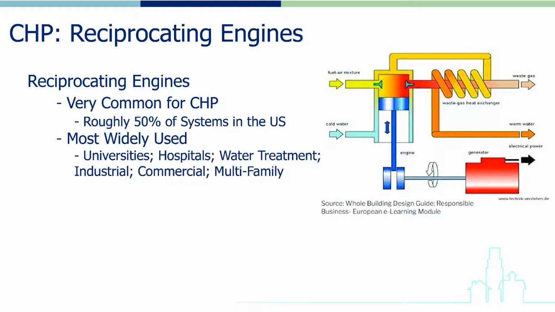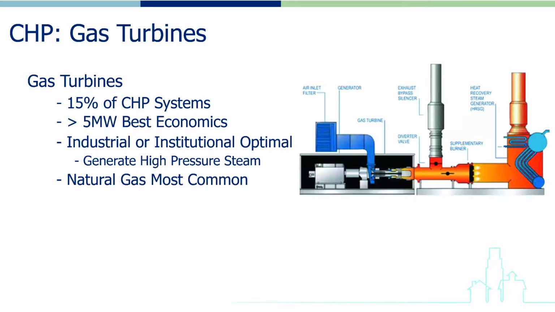As illustrated in the diagram, just like in a car, internal combustion of the fuel-air mixture drives the pistons, which in turn drive the generator. At the same time, a heat exchanger pulls heat from the hot waste gases to generate hot water or steam. Common applications for reciprocating engine CHP systems include universities, hospitals, water treatment facilities, industrial facilities, commercial buildings, and multifamily dwellings. Gas turbines are currently used to power roughly 15% of the CHP systems in the U.S.